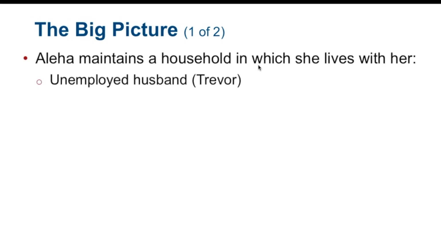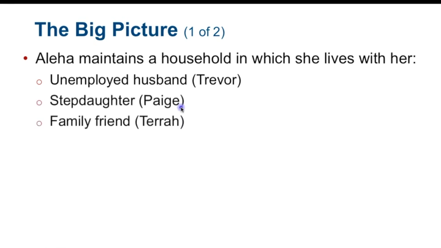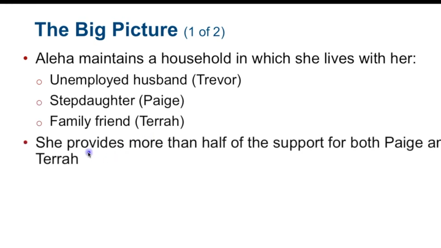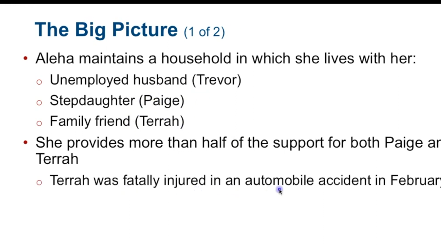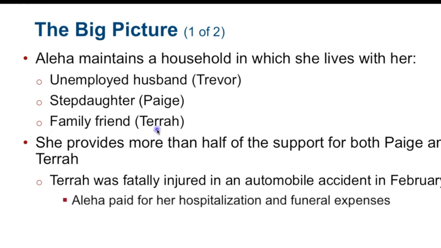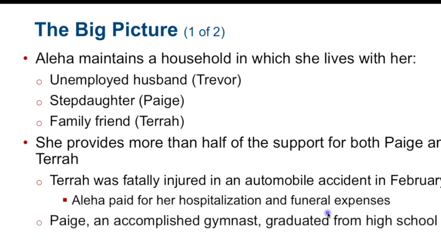A maintains a household in which she lives with her unemployed husband named Trevor, her stepdaughter named Paige, and a family friend, Tara, and she is providing more than half the support for both Paige, her stepdaughter, so her husband's daughter most likely, and the family friend. Tara is fatally injured in an automobile accident in February, so that's the second month of the year, and this is the family friend that they're supporting. A paid for her hospitalization and funeral expenses.